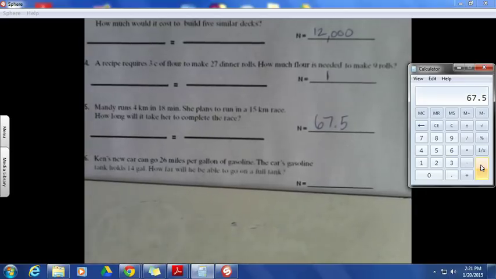Alright, try the rest on your own, and remember, I want to see the work on the back side of the paper or a separate sheet. Good luck.